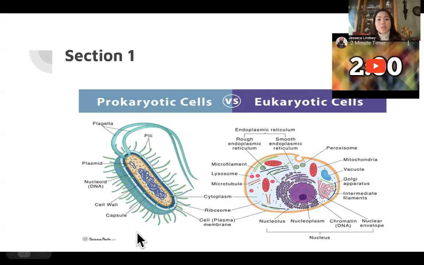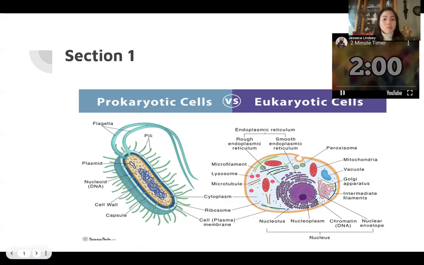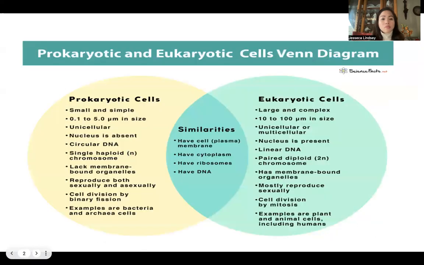All right, so this is the Venn diagram showing differences and similarities of the prokaryotic and eukaryotic cells. All we have to focus on this time are the similarities that both types of cells have. They both have a plasma membrane, they both have cytoplasm, they both have ribosomes, and they both have DNA. What are these? That's going to be our next topic.